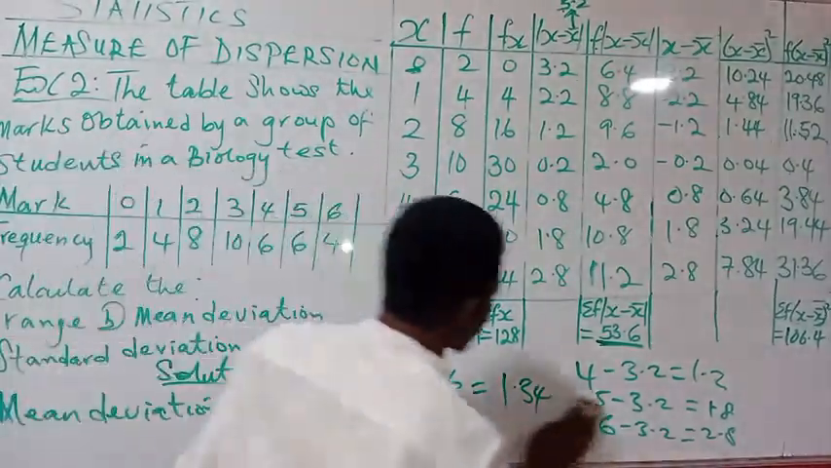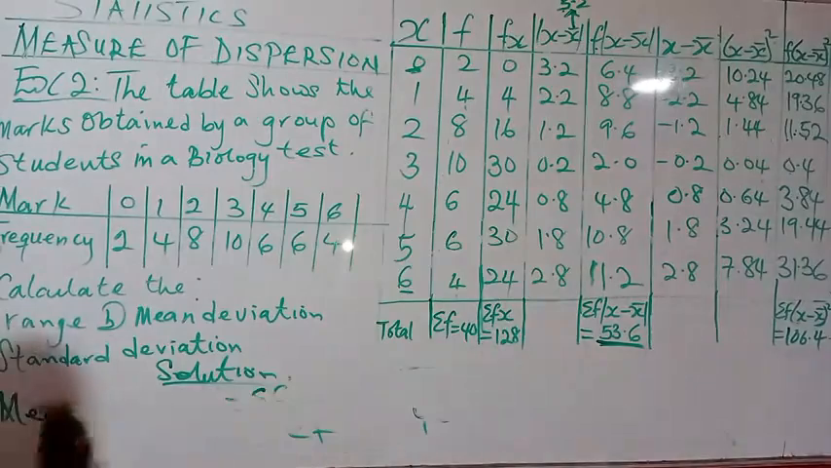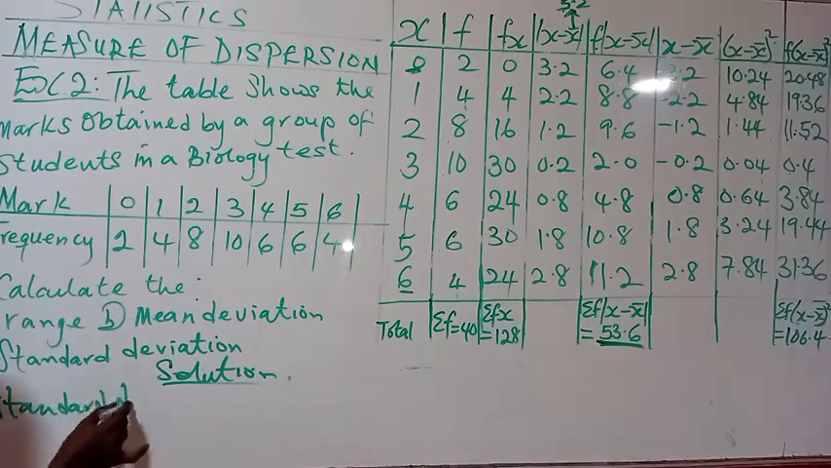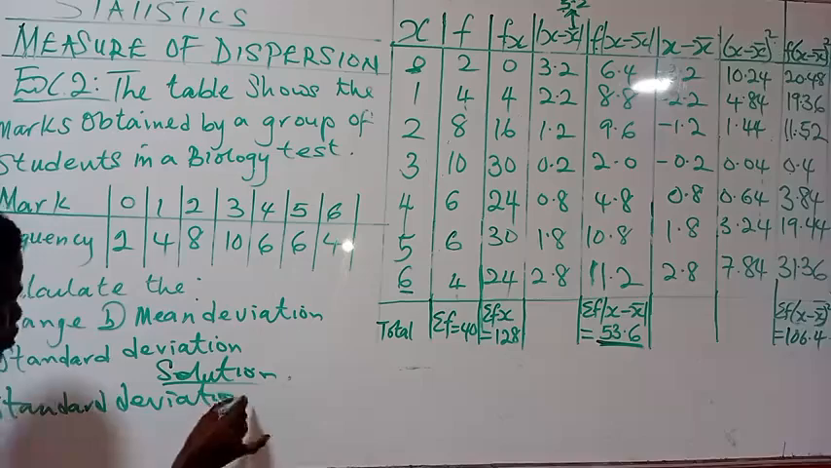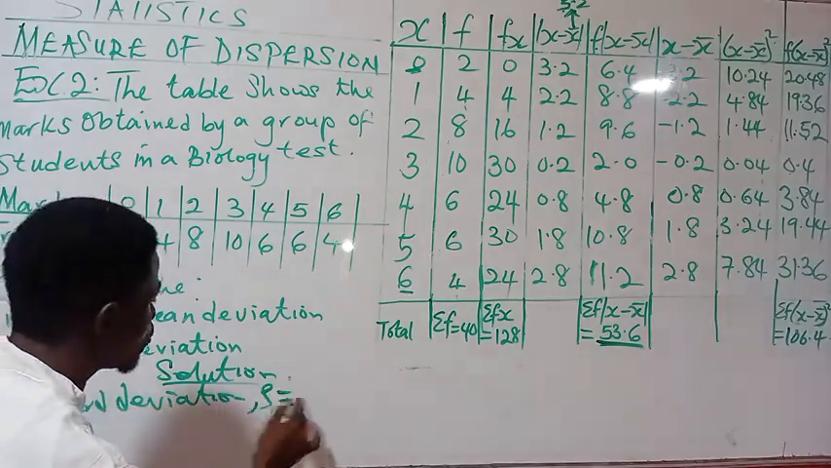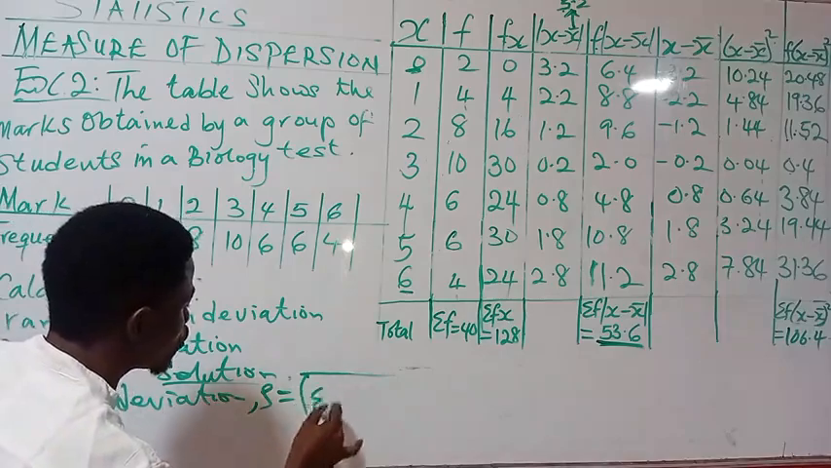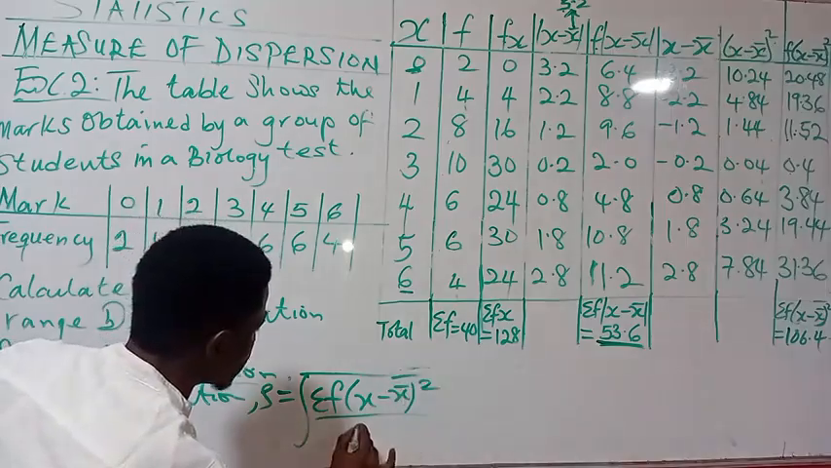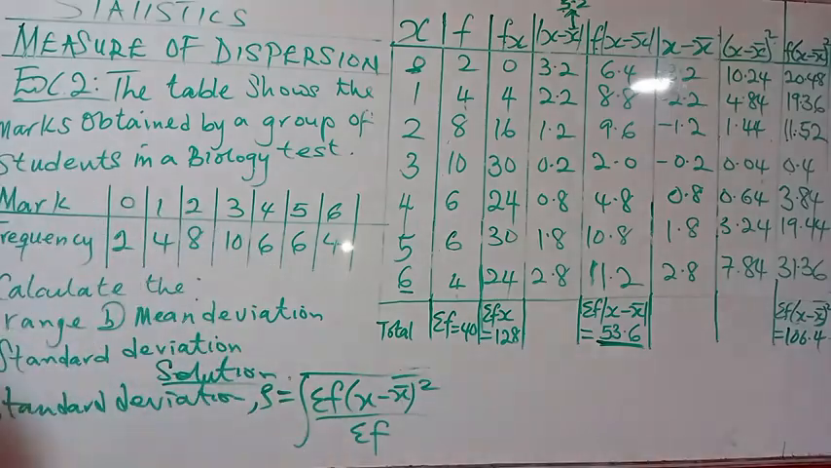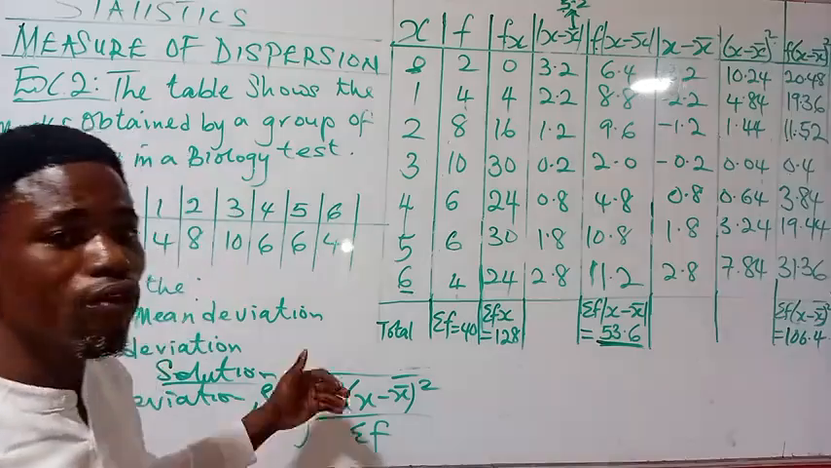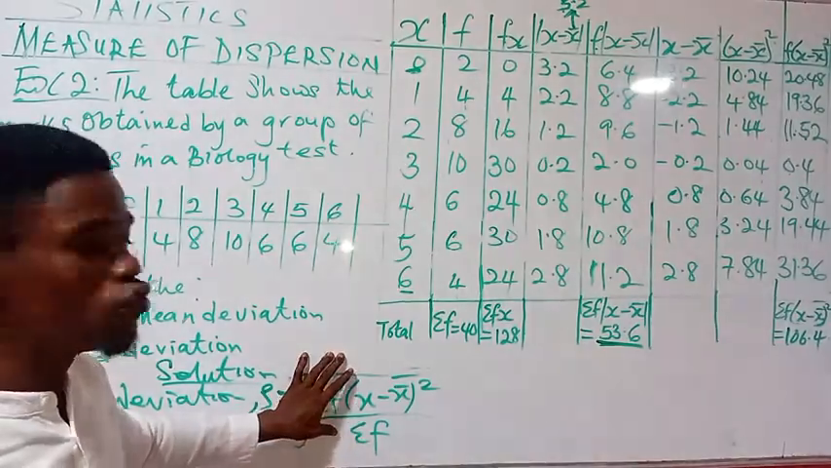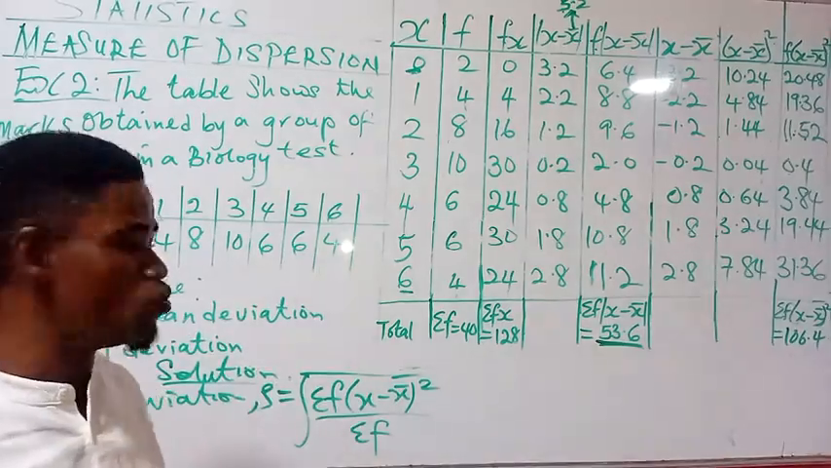Then the last question is we are to look for the standard deviation. And what is standard deviation? Standard deviation is the square root of the summation of f times bracket x minus x bar, then you square it, then you divide by the summation of f. So this is the standard deviation. If you look at some textbooks, you might have different formulas. I get it, but it is better for you to make use of the one you are able to remember.